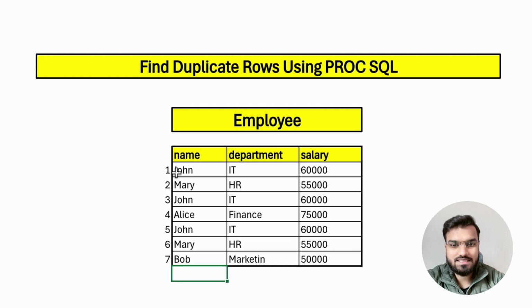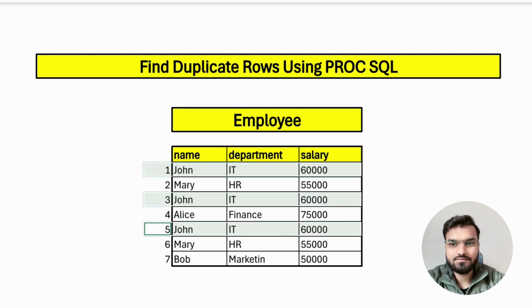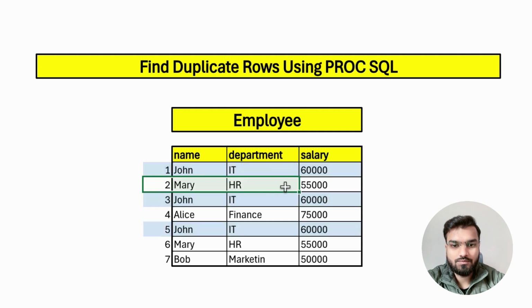If we closely analyze this data, then row number 1, row number 3 and row number 5 are duplicate, and row number 2 and row number 6 are duplicate.